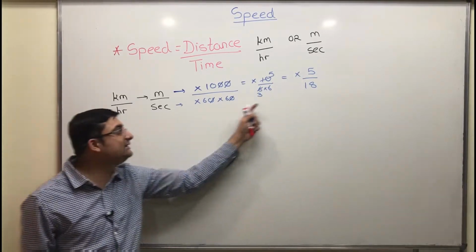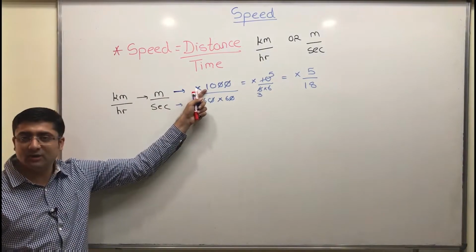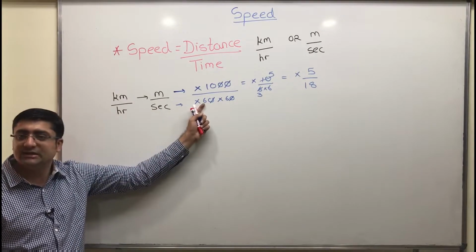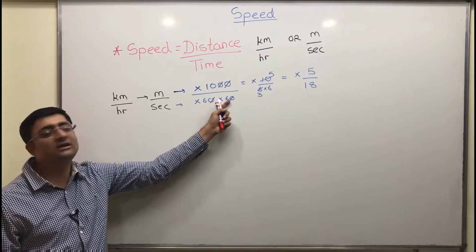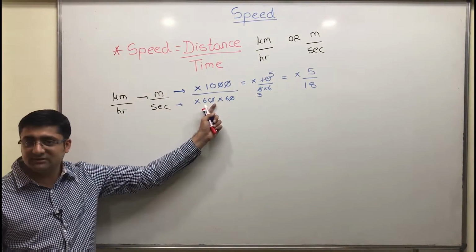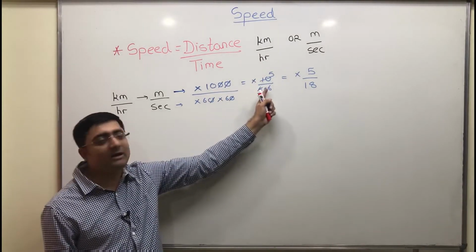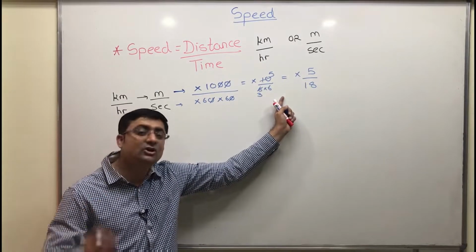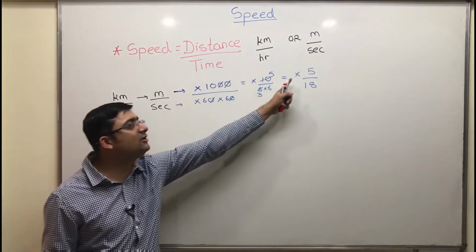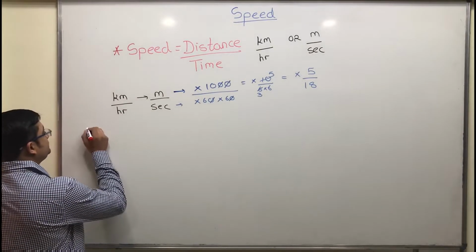I repeat, how did I get this? See, how do we convert kilometer to meter? We multiply by 1000. How do we convert hour to second? First hour to minutes into 60, minute to second into 60. Or if you've done this before, 1 hour is 3600 seconds. Now simplify this, 0, 0, 0 cancel. We get 10 by 36, that is 5 by 18. So whenever you want to convert from kilometers per hour to meter per second, you'll just multiply by 5 by 18. So let me take a few examples.